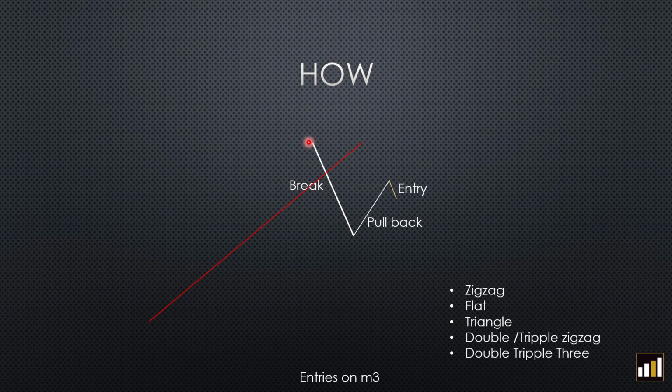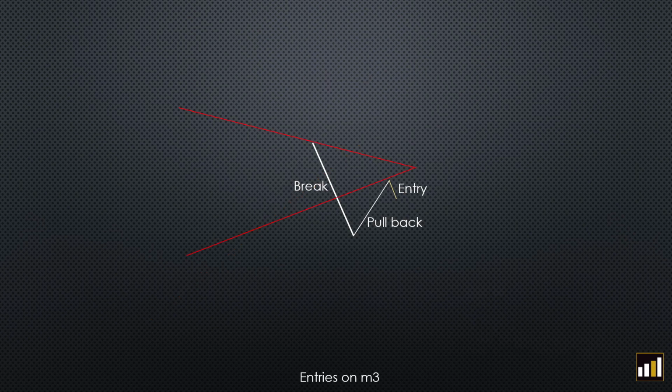You get your pullback and your entry. So in this case, we have a trend going up, and the trend suddenly breaks, and this trend line going up is coming from your M6, and your entries are after the break and the pullback on your M3. In this example, it's a triangle. These are all corrective patterns.